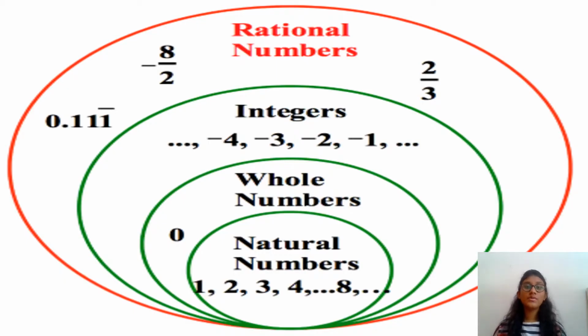Now, when you go to senior classes, you will learn a new concept called set theory. Then you will clearly understand the diagram in front of you. But for now, this will help us understand an important point that all natural numbers are whole numbers, but this is not applicable vice versa. Similarly, all whole numbers are integers and all of the above are rational numbers. We shall see how all of these numbers are rational numbers soon.